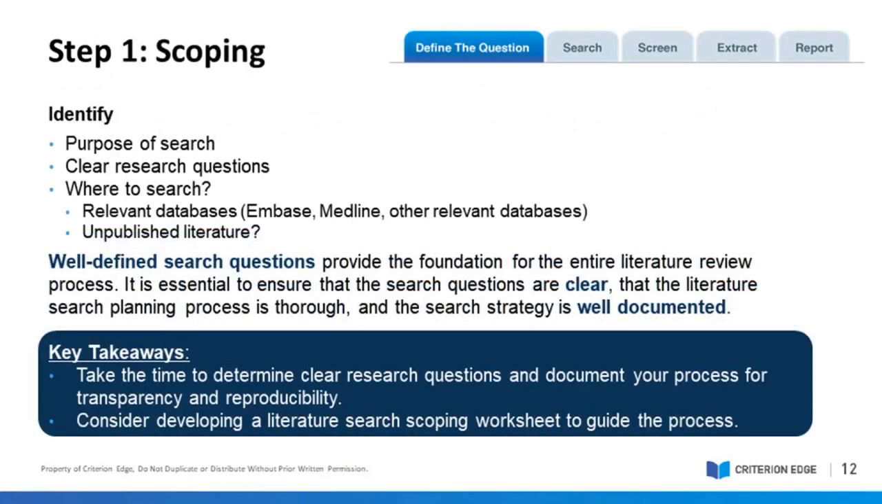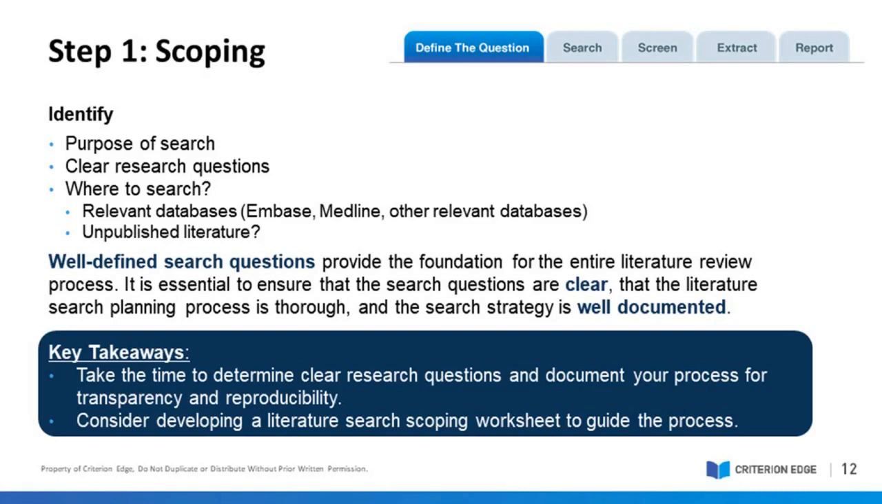Step 1 is scoping. The first step is to define the research question or questions, which is really a key step in the overall scoping of the literature review process. You should identify the purpose of the search. Basically, what do you need to know? Then establish clear research questions that will support that purpose.